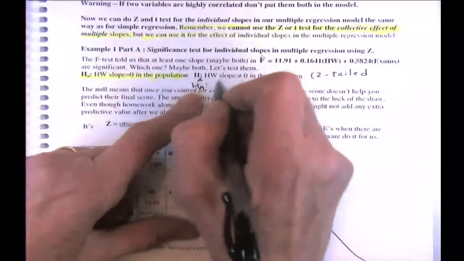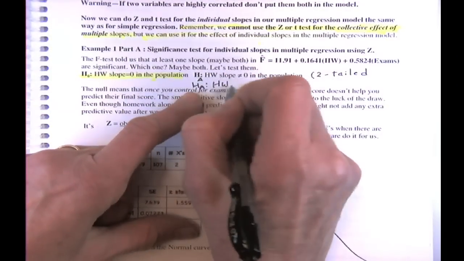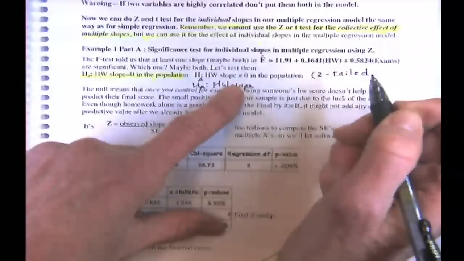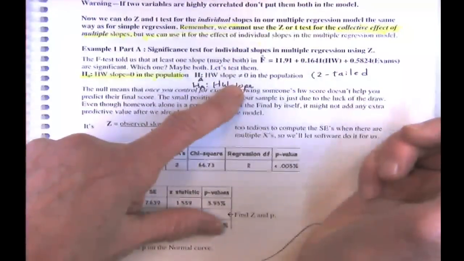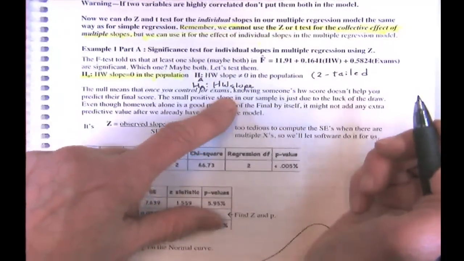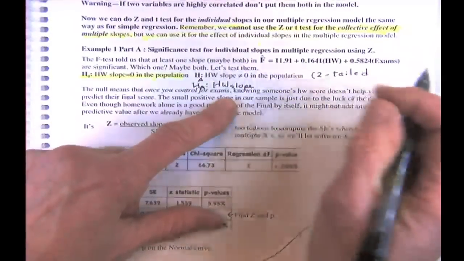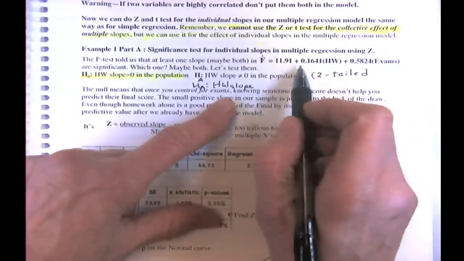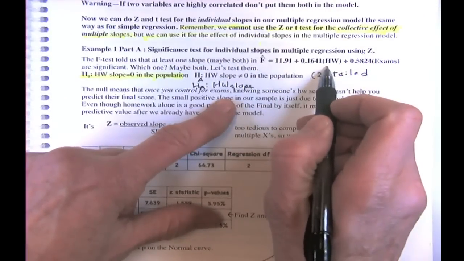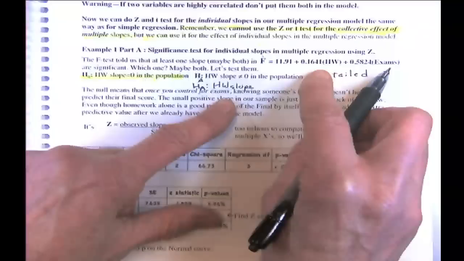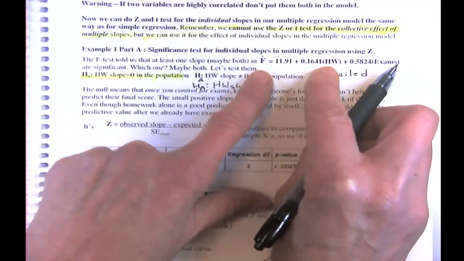In this case, I think the homework slope is going to be directional. So do you think I should put greater than 0 or less than 0? What do you think? First of all, in our sample, we got a positive, right? And we predicted that homework would be positively correlated with final.